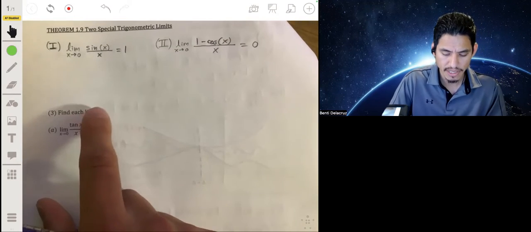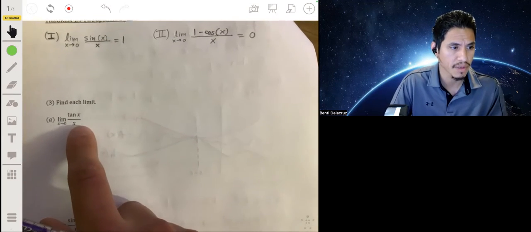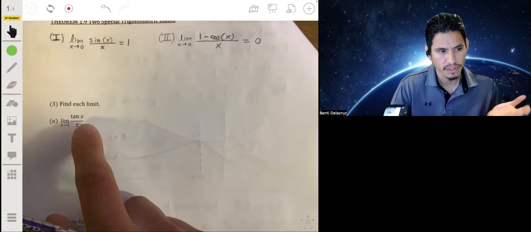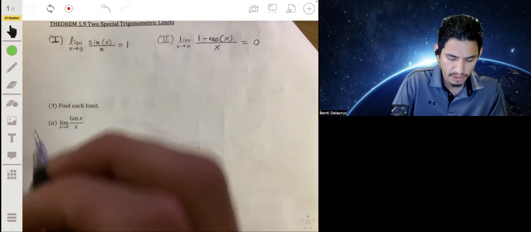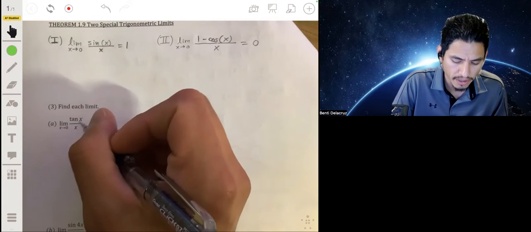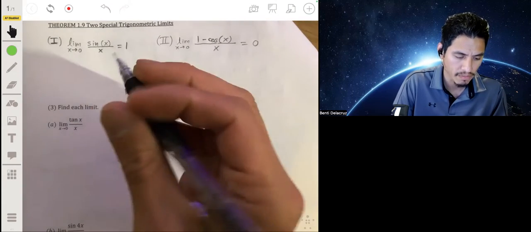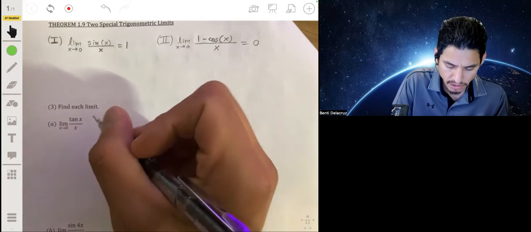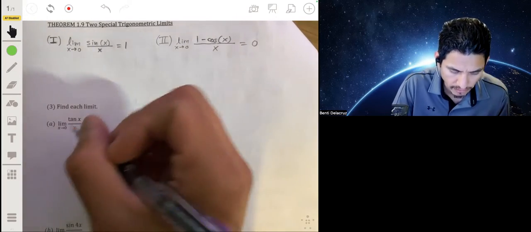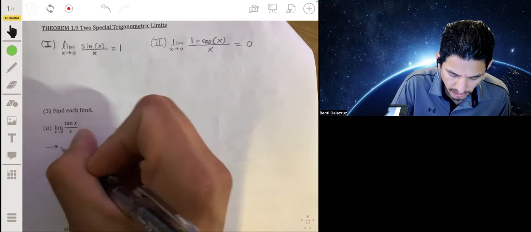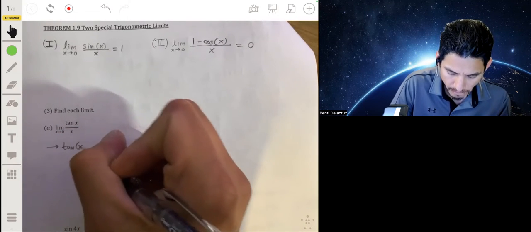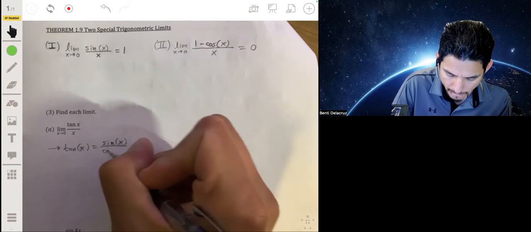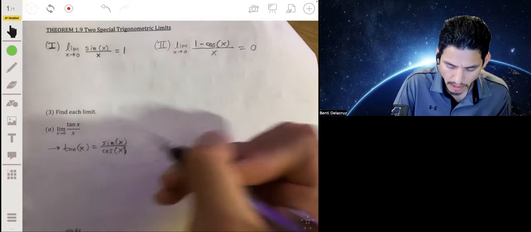So here we're going to find each of these limits. The first one we have is the limit as x approaches 0 of tangent of x over x. If we plugged in 0 into this, we would get an indeterminate form. So we can't just plug in 0 because we get tangent of 0 over 0. So we're going to be a little clever here. Let's recall that the tangent of x is equal to the sine of x over the cosine of x.